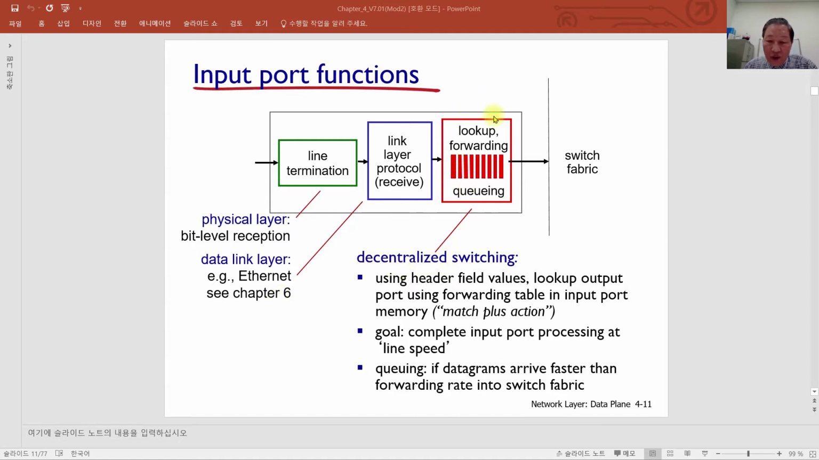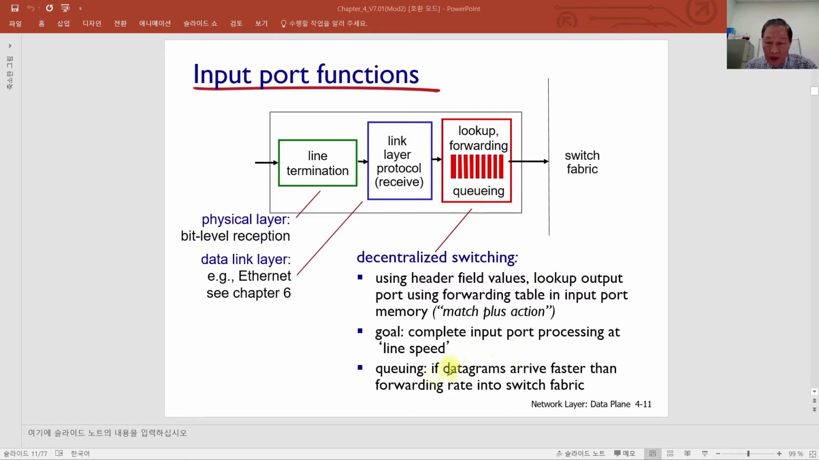This one is decentralized switching using header field values and lookup output port using forwarding table in input port memory. That is called match plus action. And the goal is to complete input port processing at line speed. If that is so slow, then that packet should be waiting here. Thus, this one is the waiting buffer, another word for which is queuing.